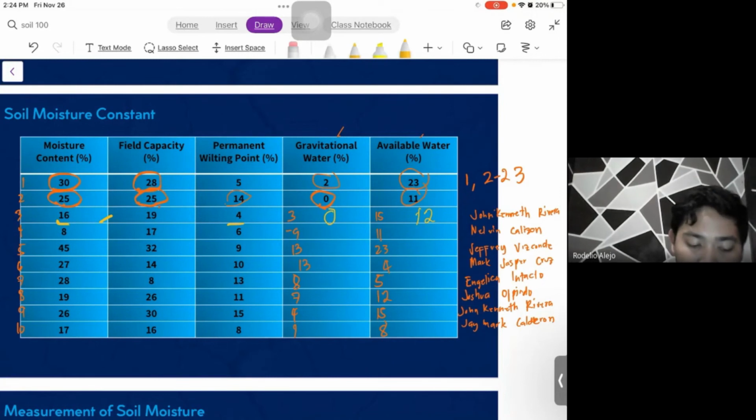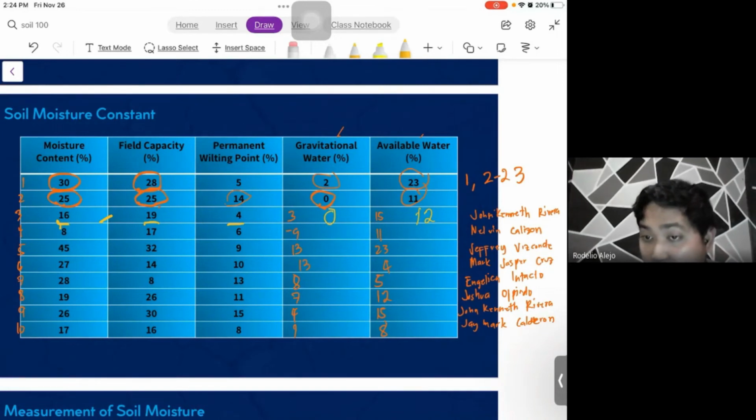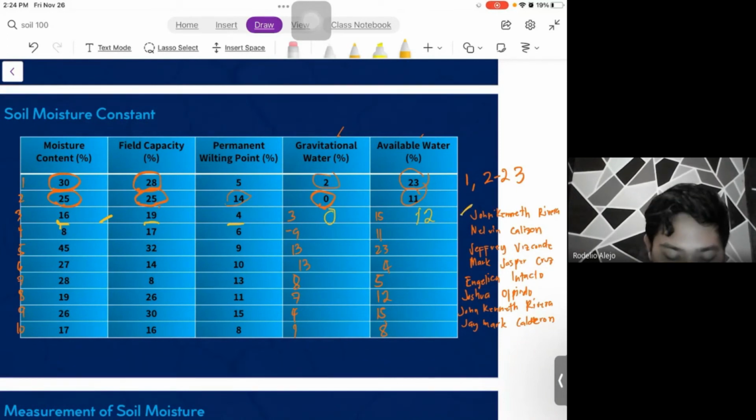Okay? Kasi ang tubig lang natin sa lupa is 16. Hindi naman sinabing 19 ang water natin. Yung 19 is yung filled capacity. Ibig sabihin, ito lang yung capacity ng lupa. Diba? Pero ang tubig talaga natin is 16 lang. So, 16 minus 4 is 12. So, 12 na lang yung available water natin. Okay? So, mali. Pero let's... I think meron pa siyang dito sinagot sa number 9.